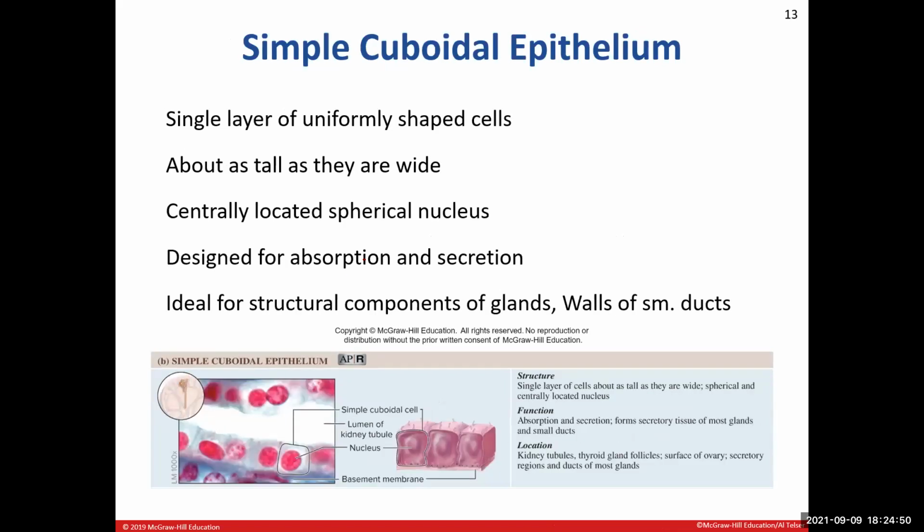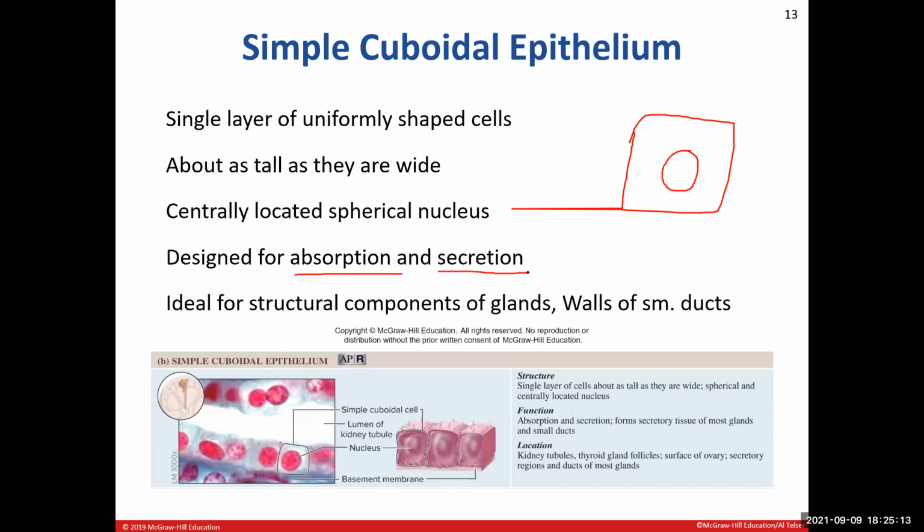The next type of simple epithelium is cuboidal. We already know the shape of the cell: nice and square-like, or cube shaped, with a nice rounded nucleus in the center. We're going to see this type of epithelium for absorption and secretion.